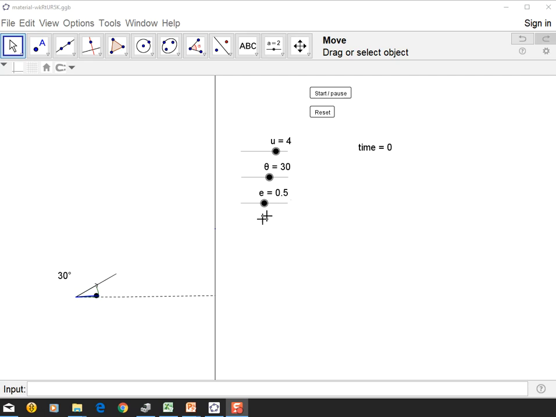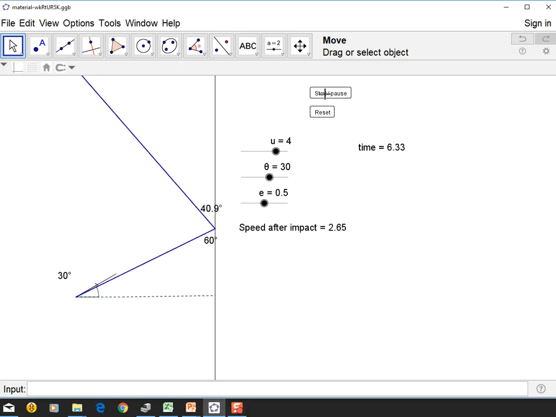So let's see what happens in this case, where we've got an initial speed of 4 at an angle of 30 degrees. We can see that afterwards we get a speed of impact of 2.65 when that angle there was 60 degrees. And you can see that the angle of the object coming off here is 40.9 degrees afterwards.